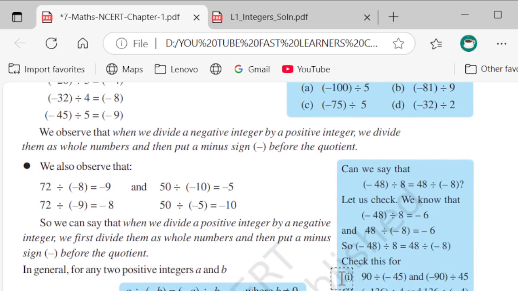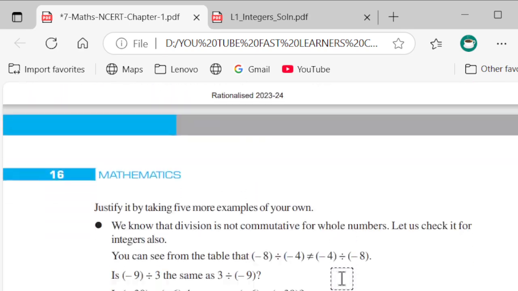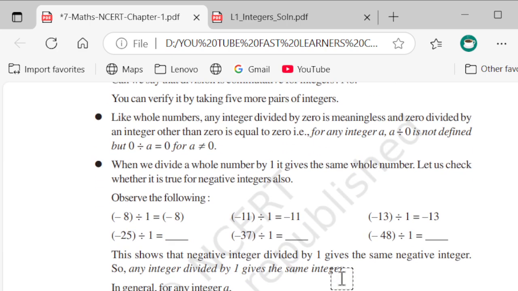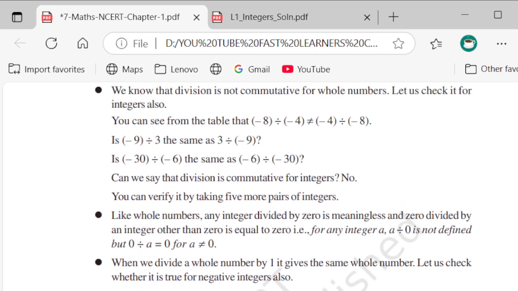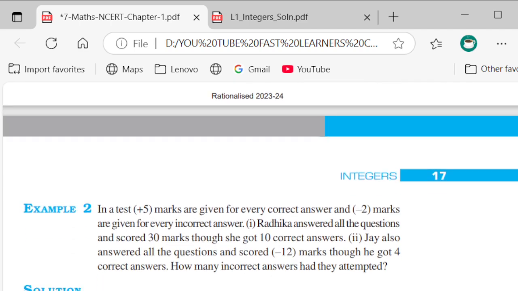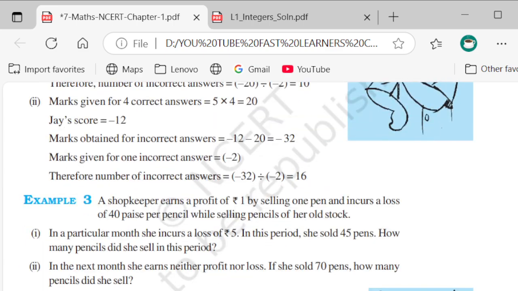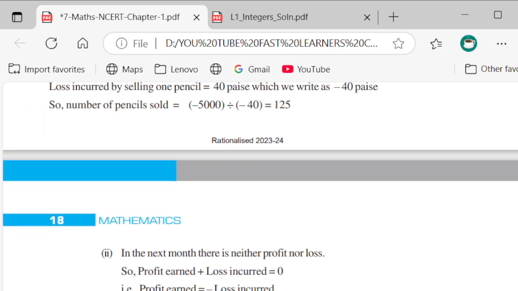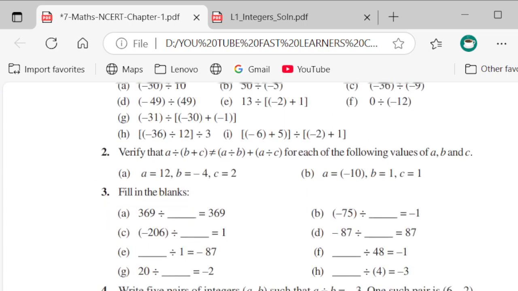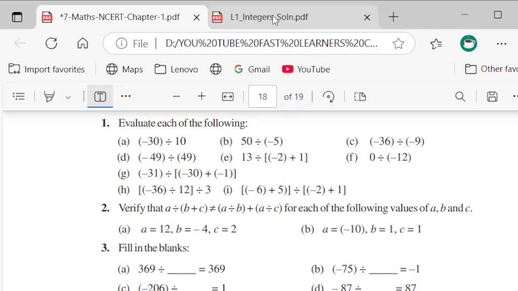So same thing happens here. You have to think about it. See, a divided by 1 gives you a. Remember all the properties of multiplication, and the same properties we are going to use in division, but just remember what you are supposed to do with that.